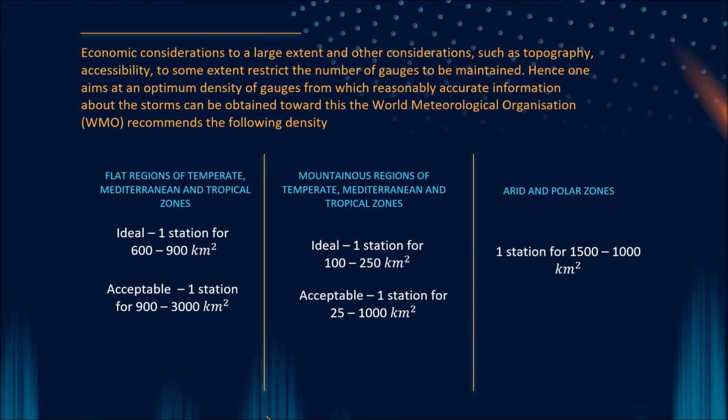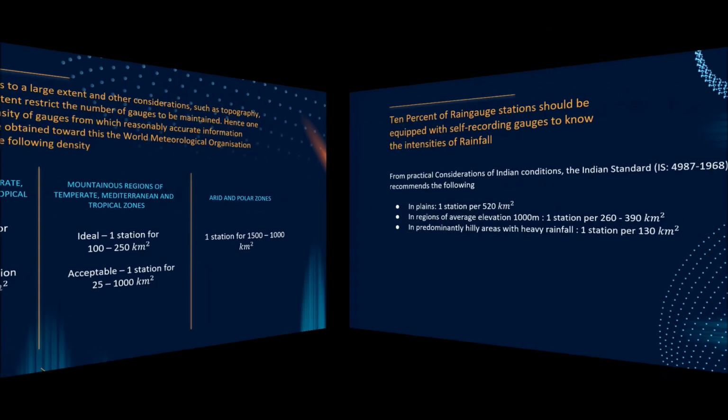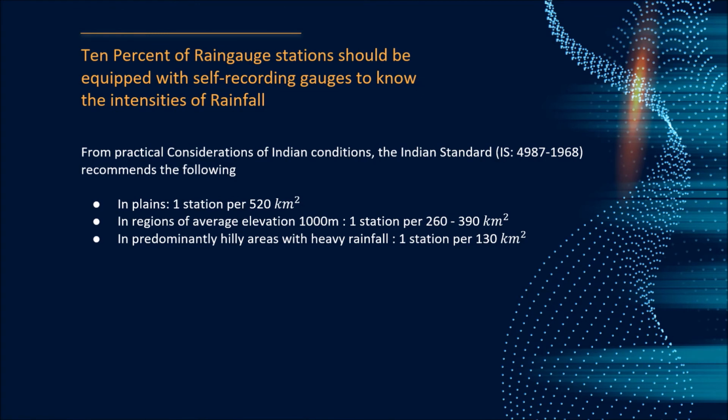For mountainous regions of temperate Mediterranean and tropical zone, the ideal is one station for 100 to 250 square kilometers, but the acceptable is one station for 25 to 1000 square kilometers, and for arid and polar zones, one station for 1500 to 10,000 square kilometers. 10% of rain gauge stations should be equipped with self-recording gauges to know the intensities of rainfall.